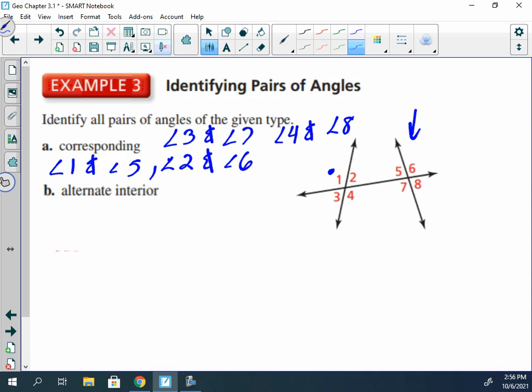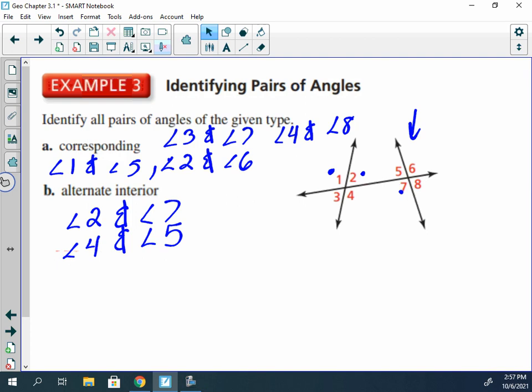Alternate interior. So between the two lines, we're looking at angles 2, 4, 5, and 7. So it'd be angle 2 and 7, because alternate means they're on opposite sides. 2 is opposite, because 2 is opposite and inside, going across and over is 7. Now 4 and what? 5, because 4 is below, so the other one would be opposite above.